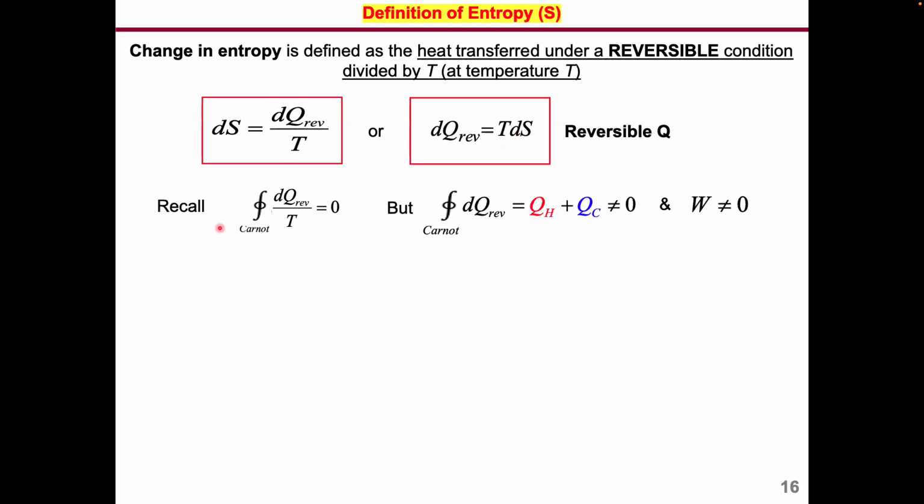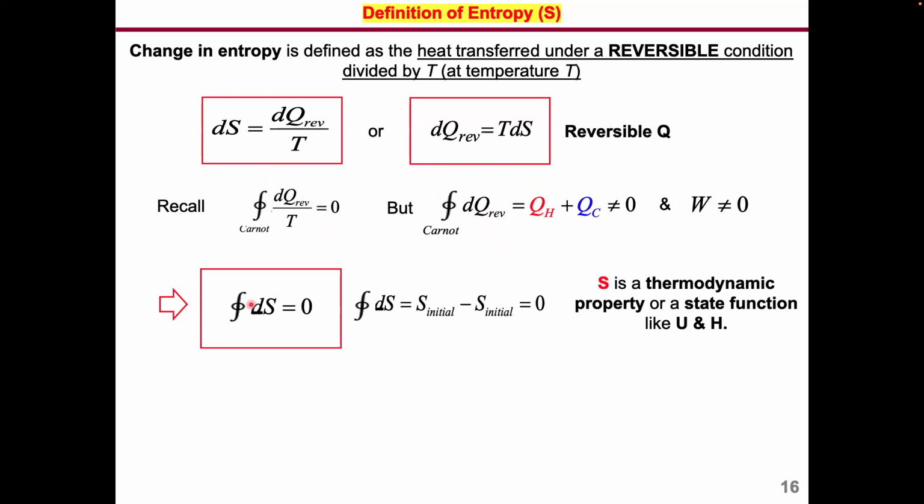Okay. And then I want to quickly highlight that the closed integral of dq divided by T is 0. But remember, the closed integral of dq itself is not equal to 0. It's just equal to qH plus qC. And we know the absolute value of qH is greater than the absolute value of qC. So this is non-zero. That's how you can get work output. So this integral is 0, but not the integral of dq reversible. And since we already know the closed integral of this is equal to 0, the closed integral of dS is equal to 0. So basically, the closed integral of dS is equal to S final minus S initial, which is equal to 0.